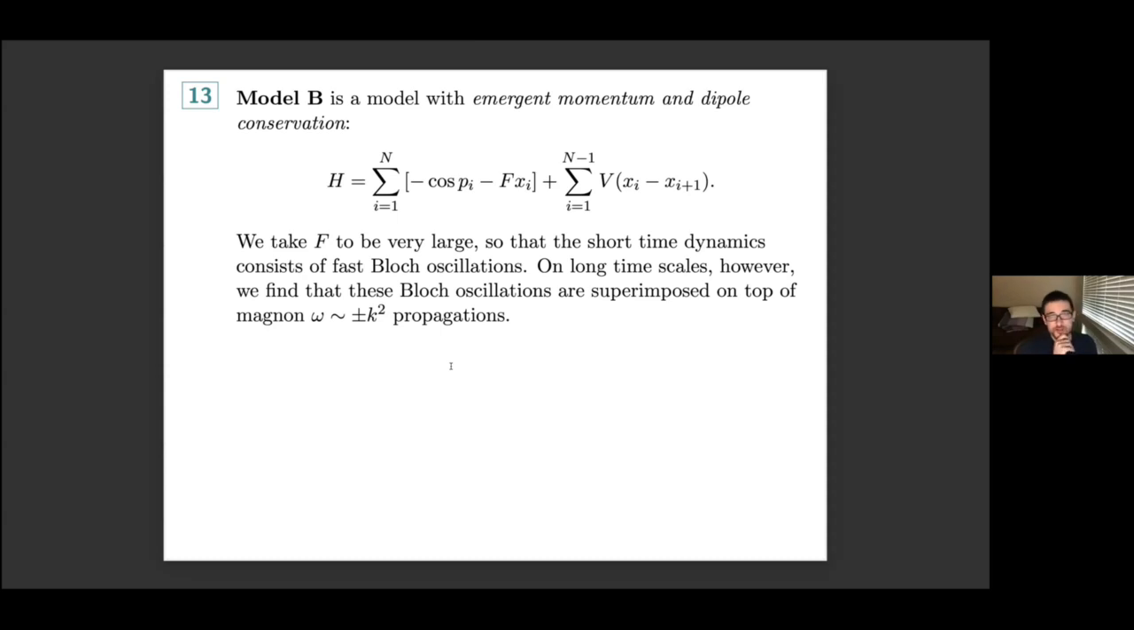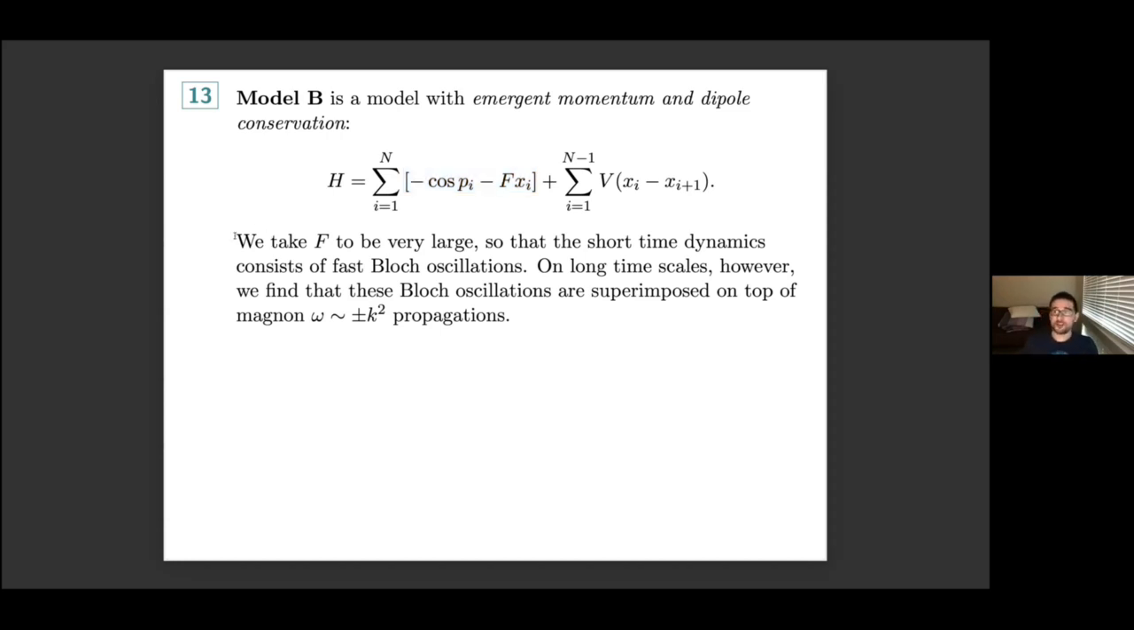The other model that we've considered is a model where you don't have momentum and dipole symmetry microscopically, but we expect that they'll emerge in the long wavelength physics. So model B is a model where we expect momentum and dipole to be approximately conserved. The model here is going to have similar interactions to the earlier one, but we're now going to replace the kinetic terms with essentially this single particle piece, minus cosine(pi minus f times xi). And we'll take this parameter f to be very large.